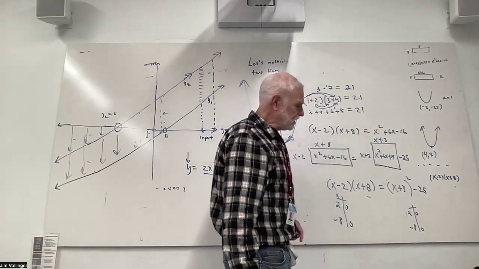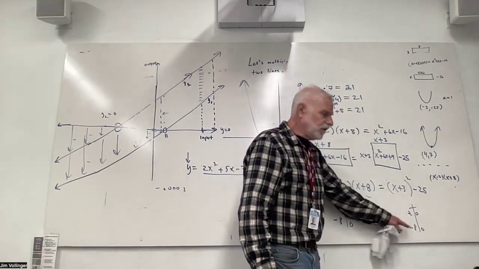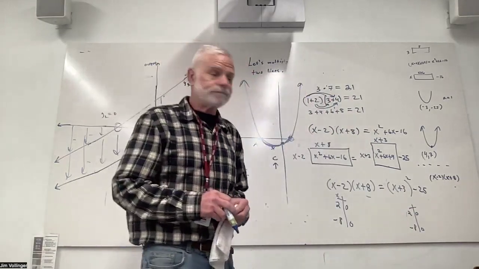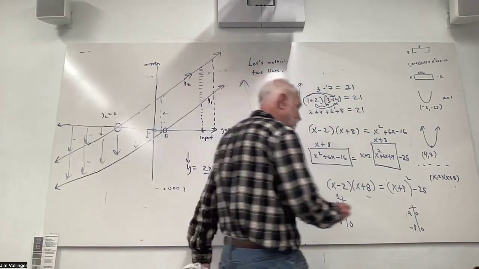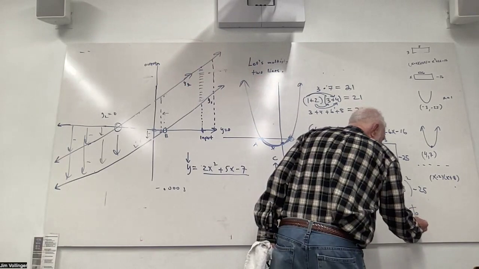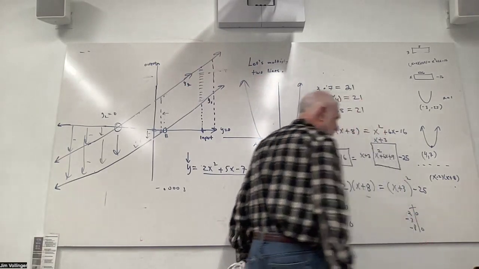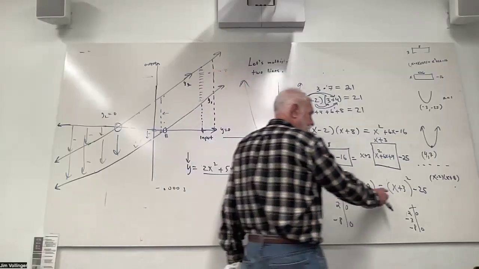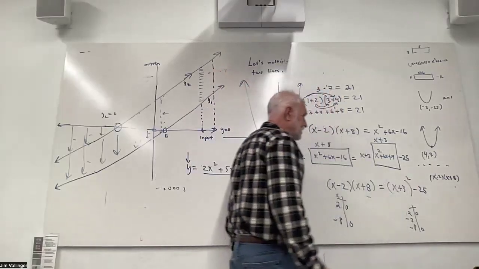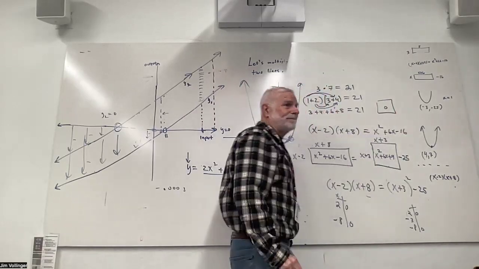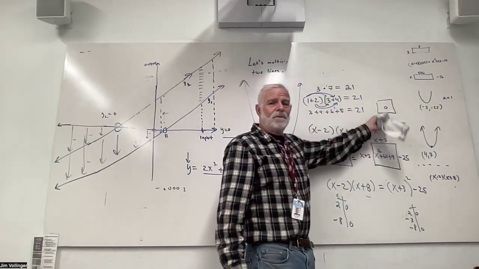Now, it's interesting. There's a number that sits between 2 and negative 8. Pause the video and see if you can find it. And if you said negative 3, you'd be right. And negative 3 plus 3 is 0. And 0 squared is a minimum.